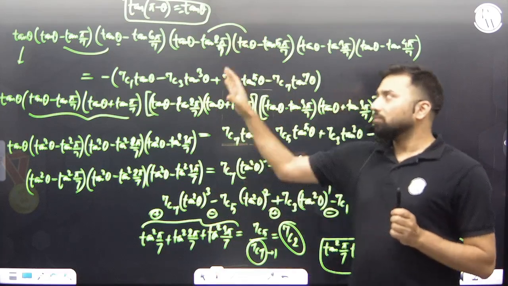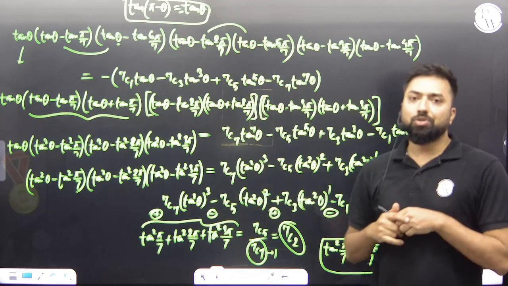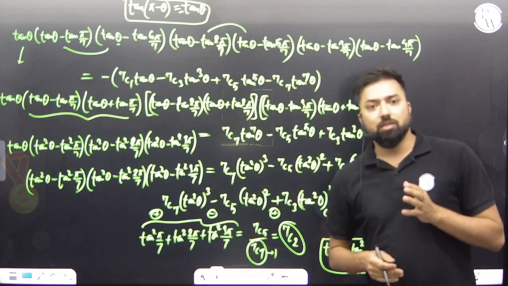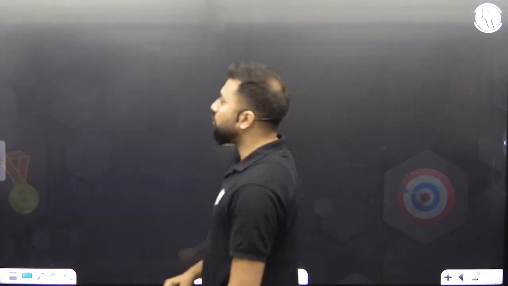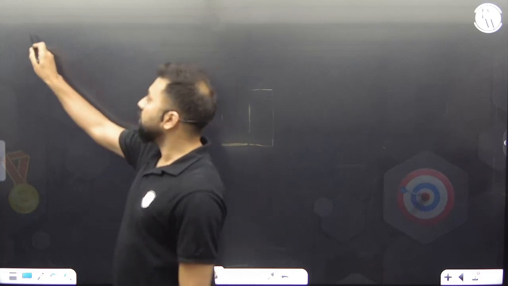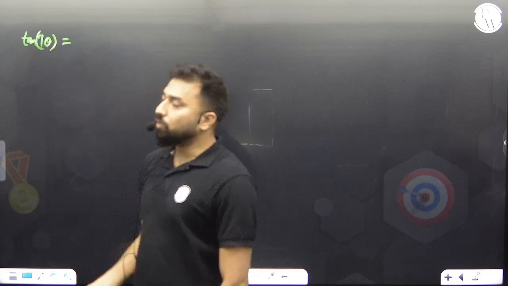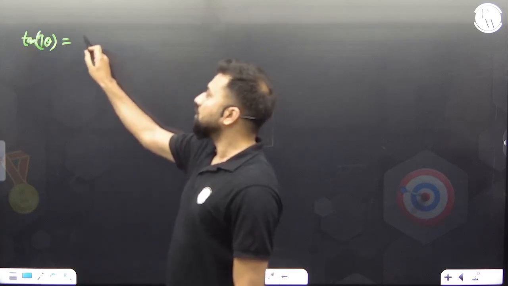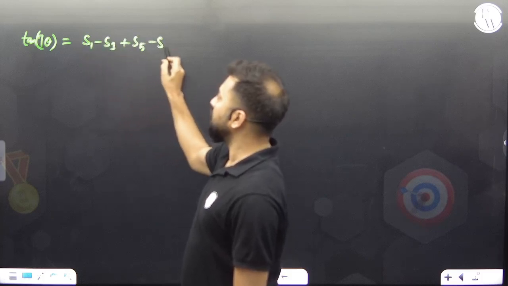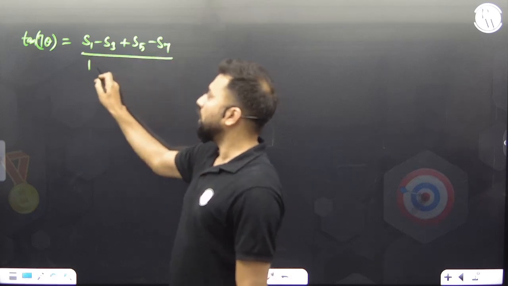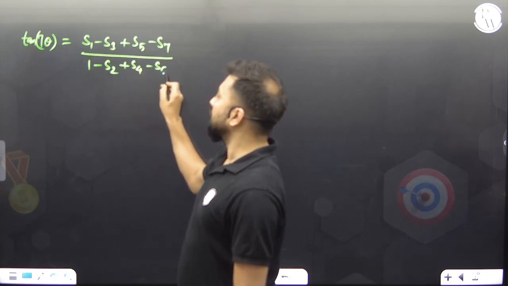Okay, so this was method 1, in which we used quadratic equations. The second method will use limits, which is from calculus. So method 2 I'll discuss now. In method 2 I can write tan theta, or tan 7 theta, is basically equal to S1 minus S3 plus S5 minus S7 upon 1 minus S2 and then plus S4 minus S6, right?